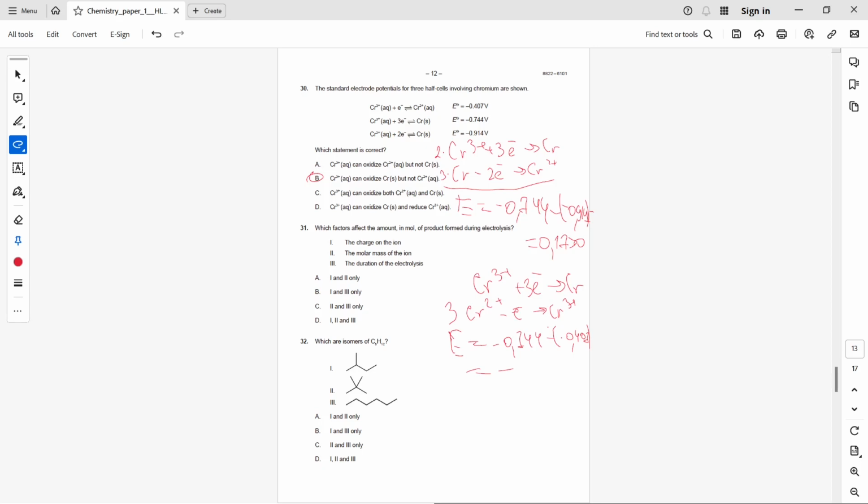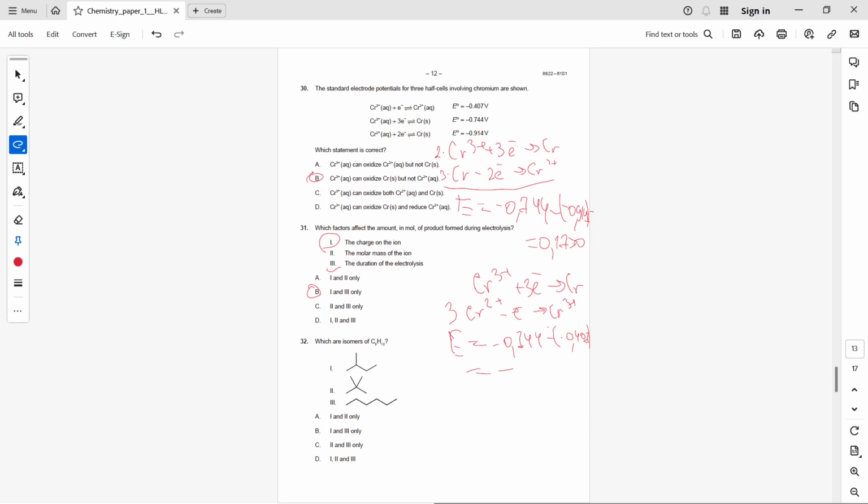For the next question, the molar mass doesn't matter because what matters is the number of electrons moved. Of course, the duration of electrolysis matters and the charge of the ion, because they are all dependent on the number of electrons we move, and it's going to change the amount of the product. So the option is B.